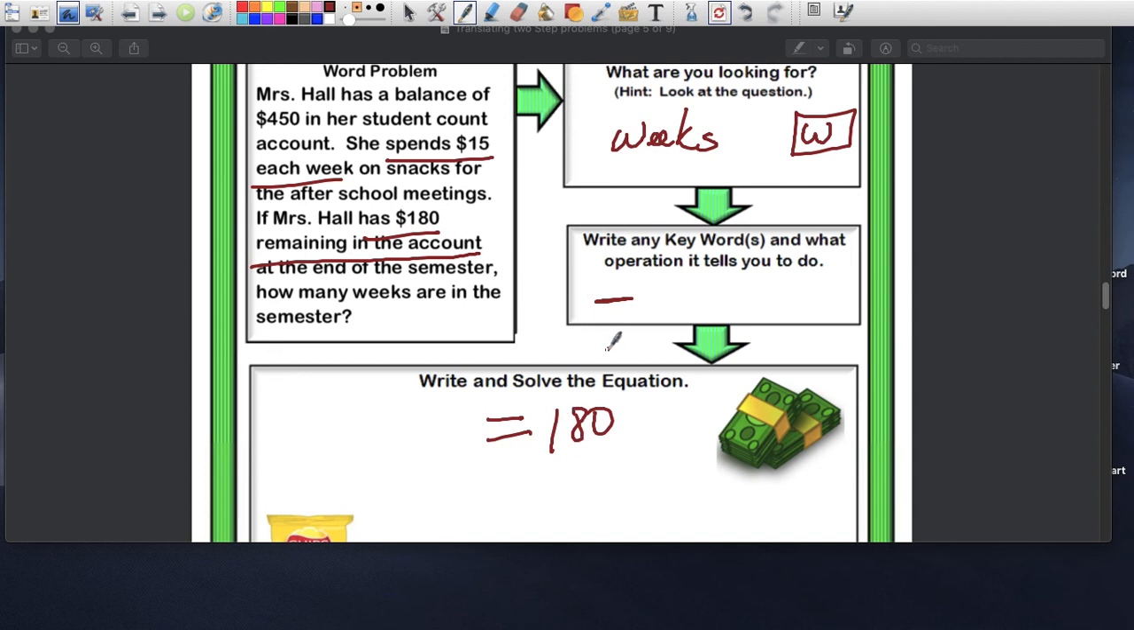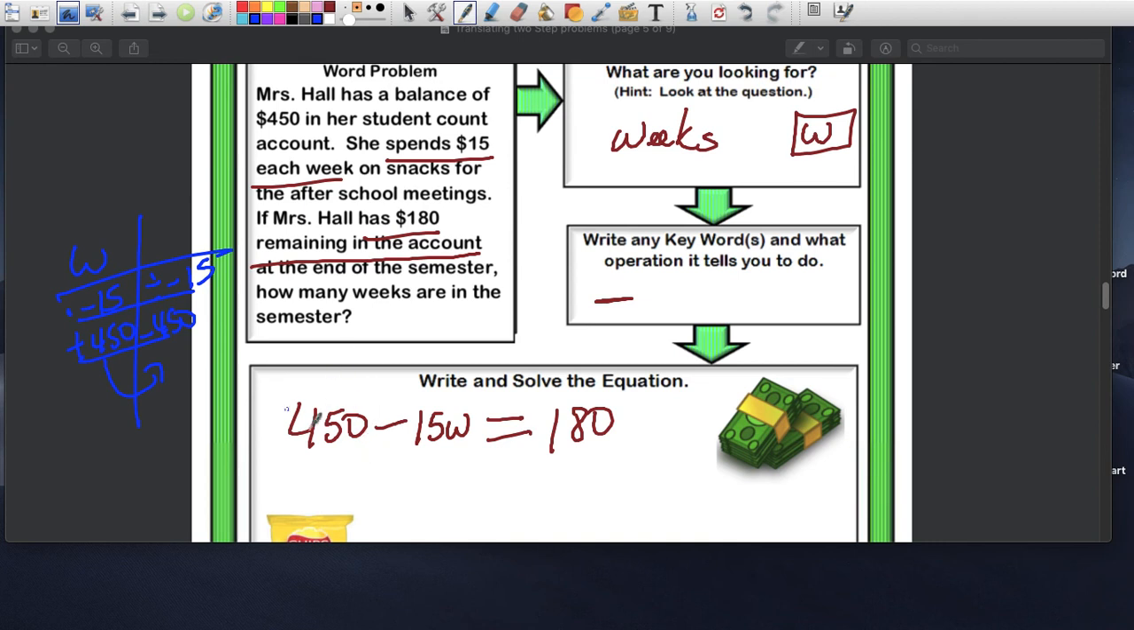So what did I start with? I started with 450, and every week I'm going to subtract a little bit. I'm going to take away $15 each week. How long can I do this until I reach 180? So that's what the question is asking. So let's see. I have W, which is being multiplied by negative 15, and then plus 450. Going backwards, I'm going to do minus 450, and then divide by negative 15. Those are the two operations I'm going to do.